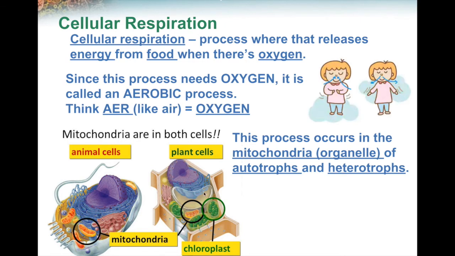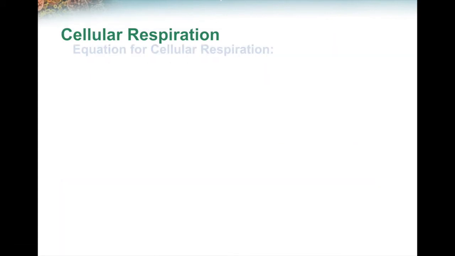But the orange organelles, I see them in both plants and animals. That's the mitochondria, and that's where cellular respiration occurs. That's the organelle that helps to break down food using oxygen to get energy out of our food. So let's take a look at the equation for cellular respiration. Remember, the reactants are things that are needed for this process to occur, and the products are what's made.